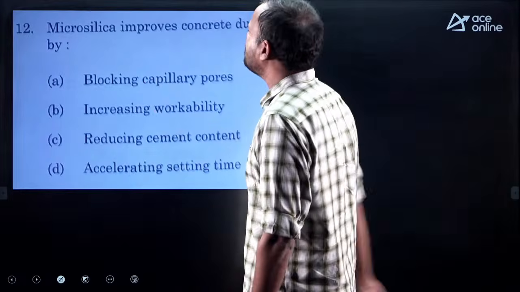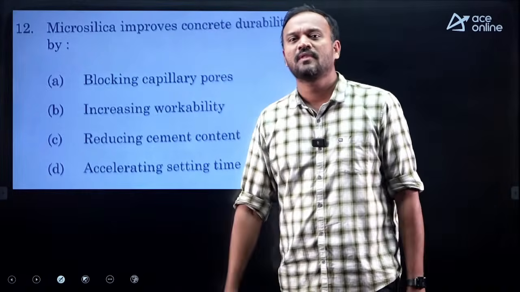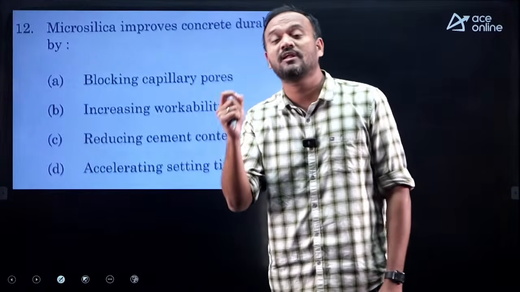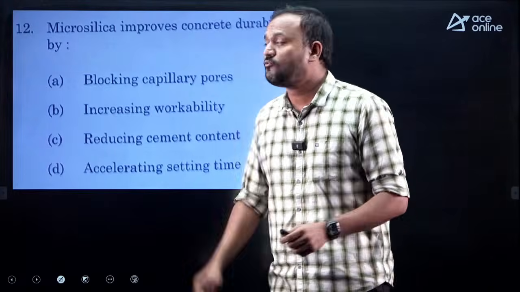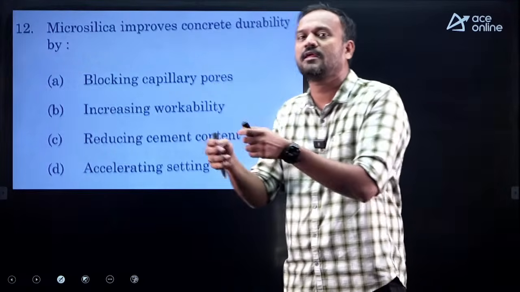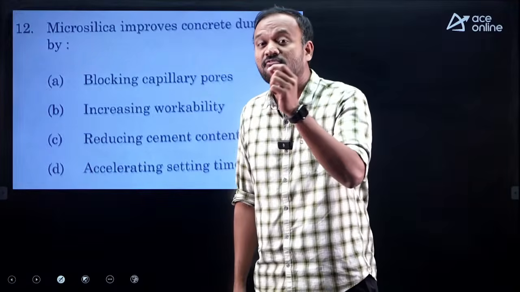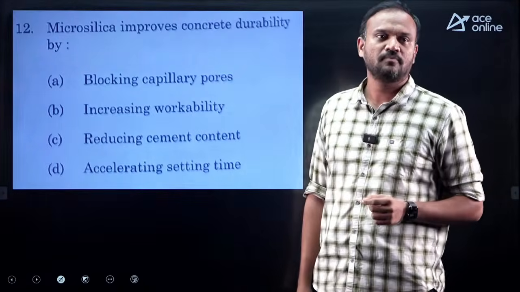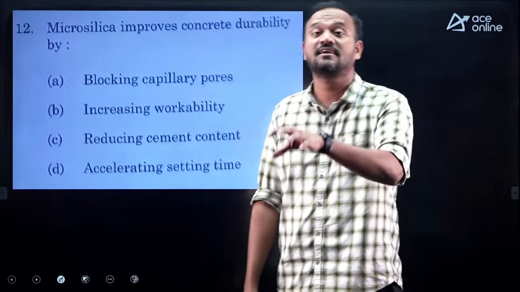Now, microsilica improves concrete durability by, see, microsilica is a very fine pozzolanic material. It has size less than 1 micron. So, when you use microsilica for preparing concrete, the pores are filled by this microsilica. When the pores are filled by this microsilica, permeability decreases.